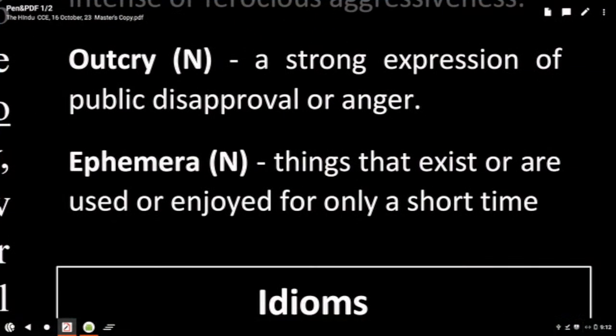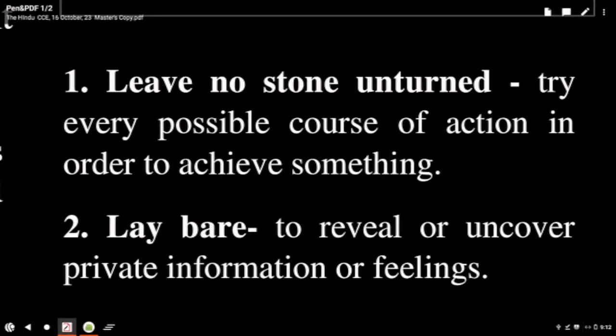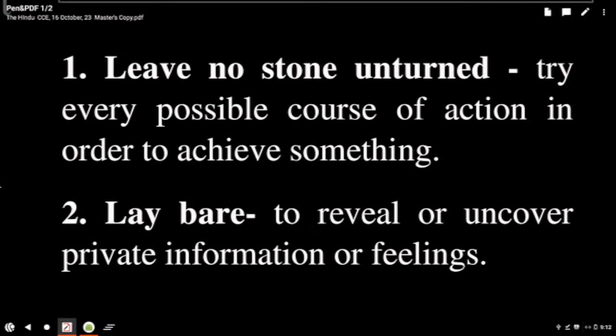Let us go to the editorial quickly. But today we have two idioms. I'll touch those two. Then we'll go to the editorial. I use it regularly. While preparing for competitive exams, don't leave any stone unturned. See, it has come in the editorial. Leave no stone unturned means what? Try every possible course of action in order to achieve something.